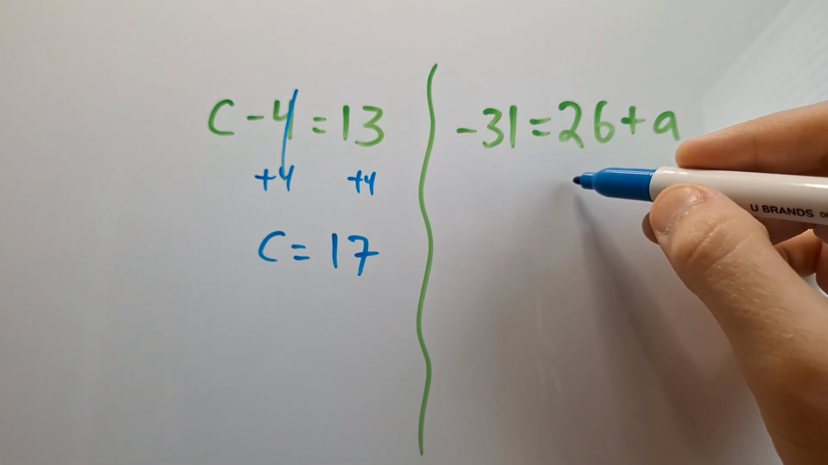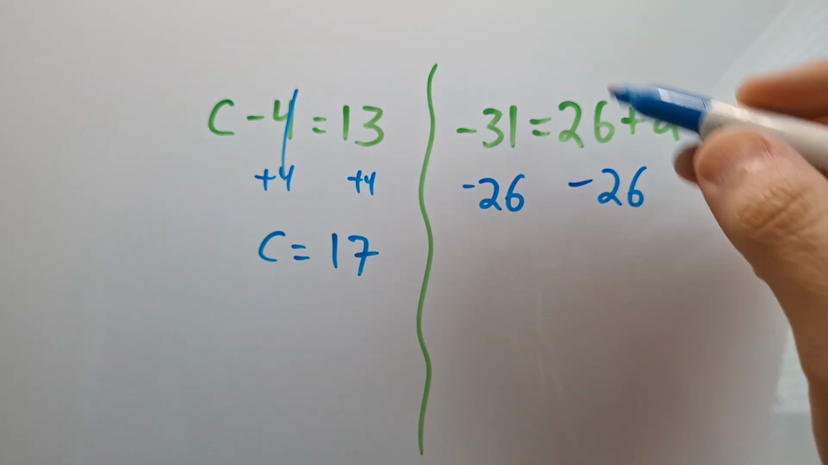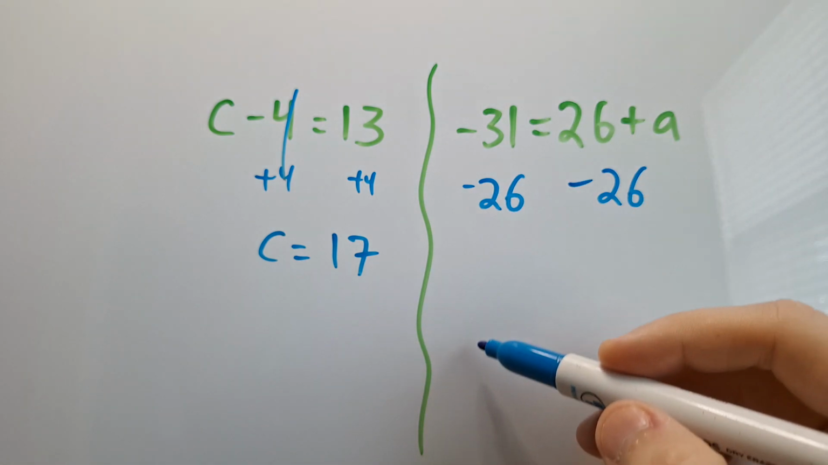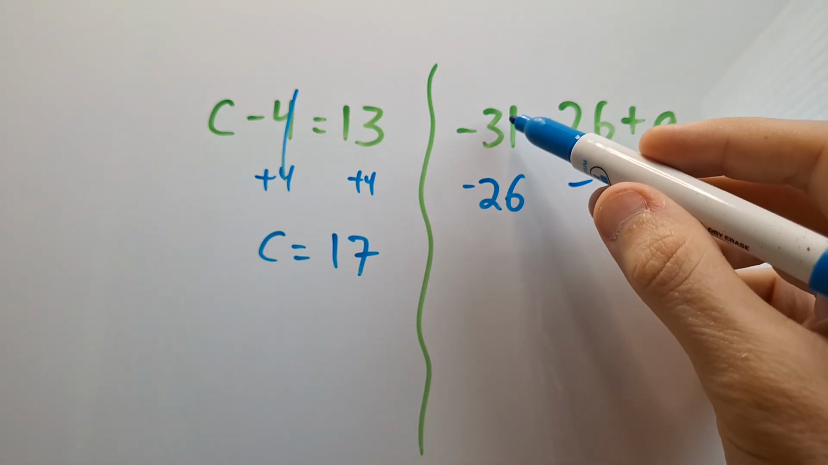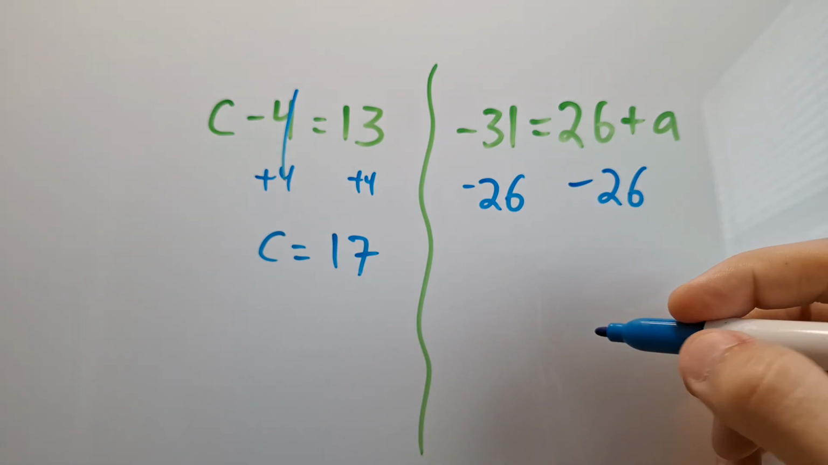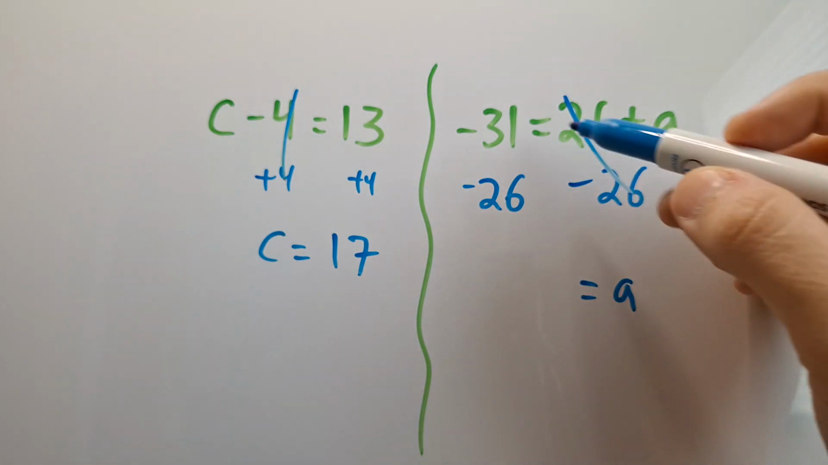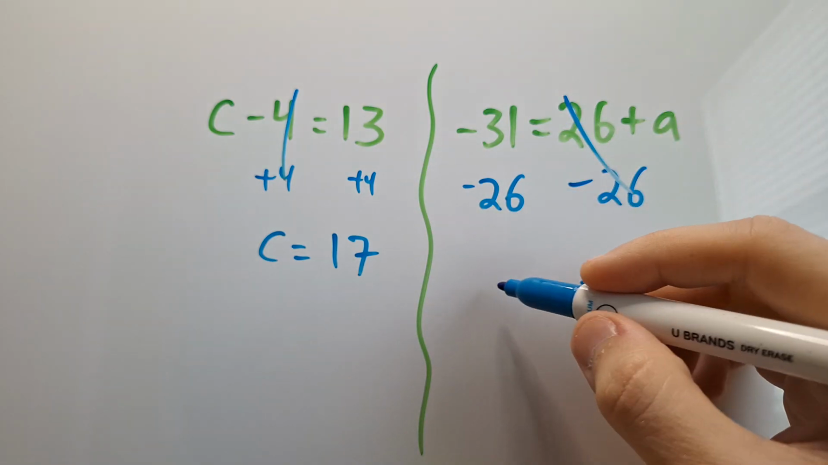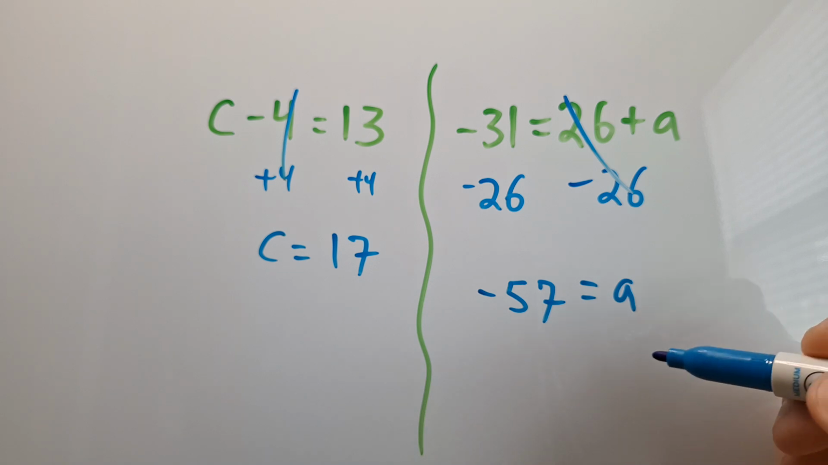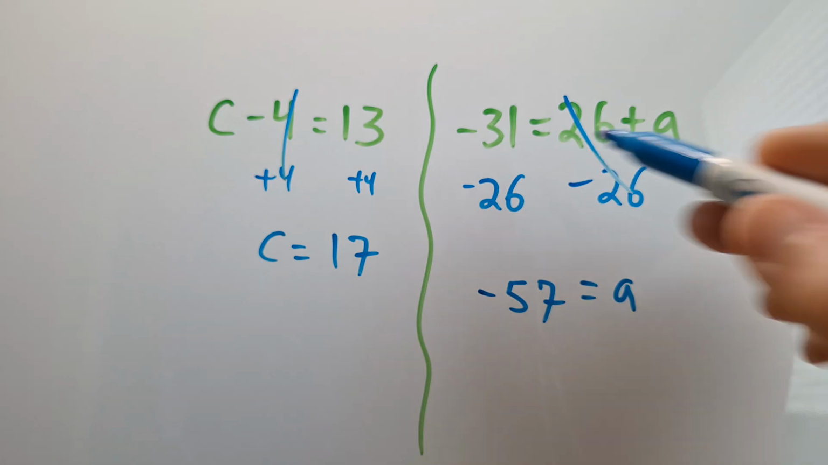What I've got to do here is now subtract 26 from both sides. Be careful here because this number is negative and we're subtracting, so we're going to get smaller. The number itself may look larger, but with the negative sign in front, the value of that number is going to be smaller. This cancels out, we're just left with a. So negative 31 minus 26 is negative 57. And if you do negative 57 plus 26, you're going to get negative 31.